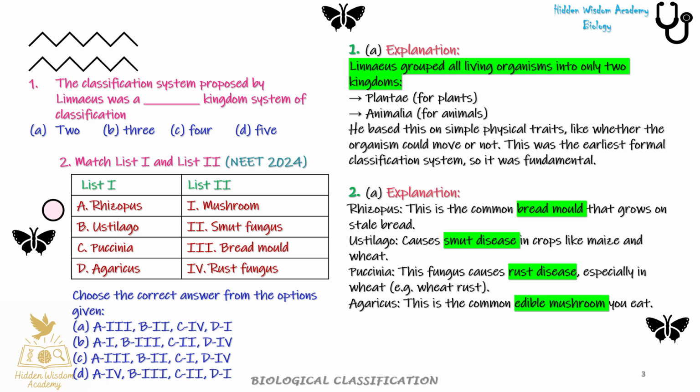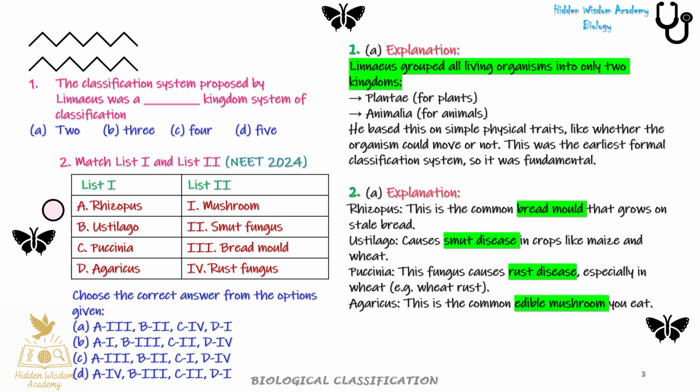2. Match List 1 and List 2. This question is a PYQ. List 1, fungus name. A. Rhizopus. B. Ustilago. C. Puccinia. D. Agaricus. And List 2, type/example, 1. Mushroom. 2. Smut fungus. 3. Bread mold. 4. Rust fungus.